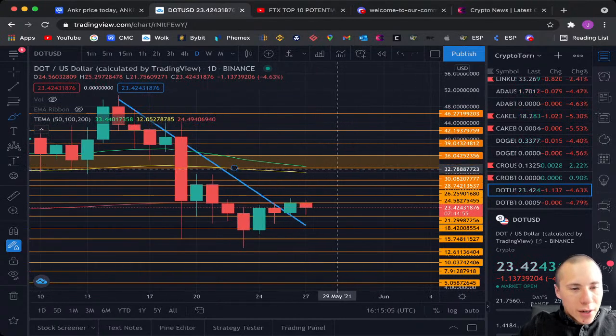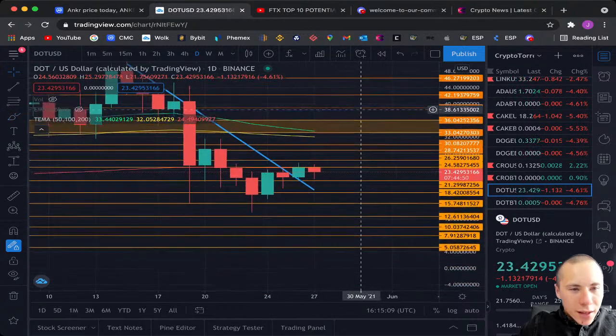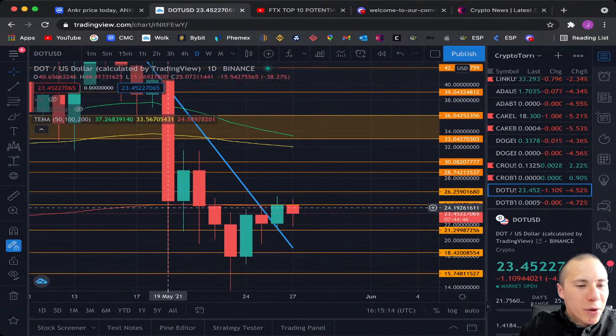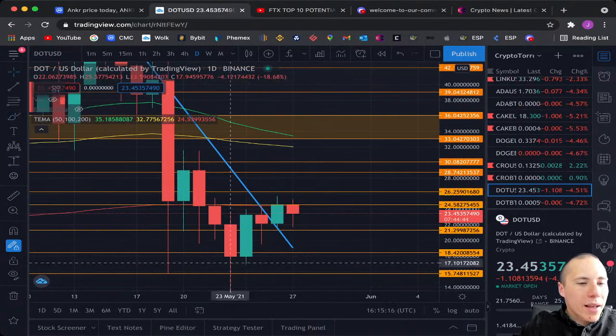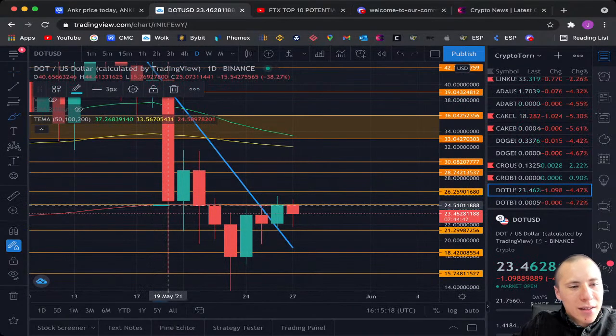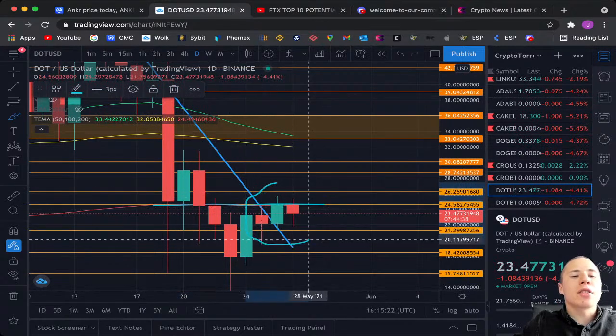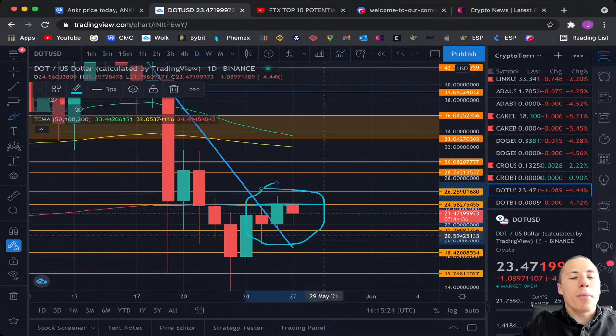What we're seeing here is that we are currently trading... I personally think it's quite difficult to see the red line of the moving average, but I will be placing it like this because I can see it a little bit better. And we are currently trading underneath the moving averages on the daily chart compared to the US dollar.